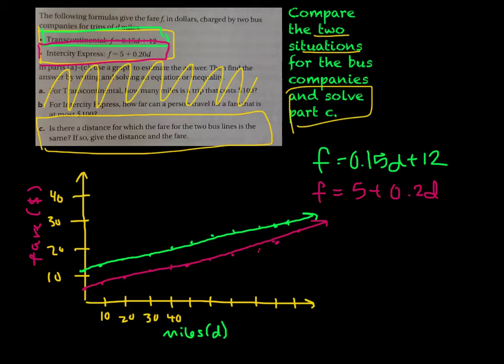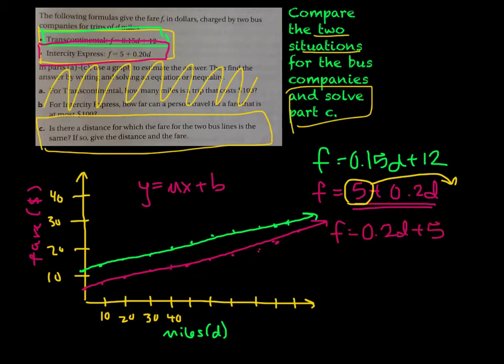And the reason why we can figure that out is we can look at the slope. The problem is, between these two equations, we have slope in a different place. So let's put this second equation into that y equals mx plus b format. We want to have our slope and the independent variable in the front of the equation versus the y-intercept in the back of the equation. So here's our y-intercept. We're going to shove that into the back. So we could have fare is equal to 0.2d plus 5.